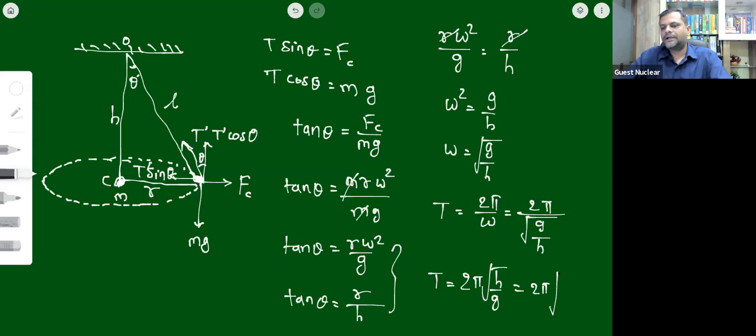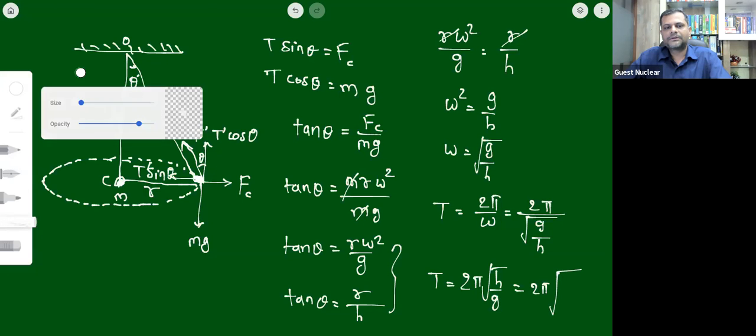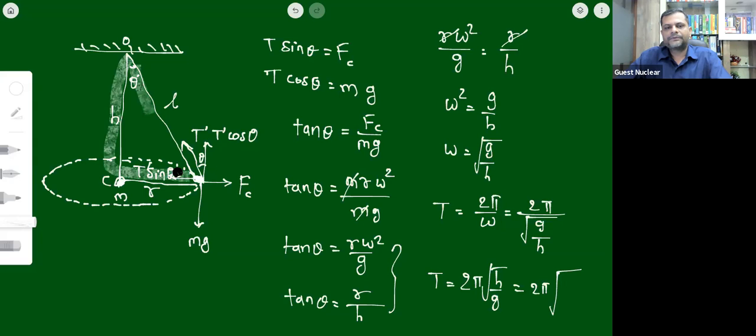This h can also be expressed in terms of L and theta, because if you consider this triangle once again, inside this triangle you can see easily that cos theta will be equal to what? Cos theta will be equal to the adjacent side upon hypotenuse, correct? That is the definition of cos theta. So we can say that cos theta will be equal to h upon L, so that we get h equal to L into cos theta.